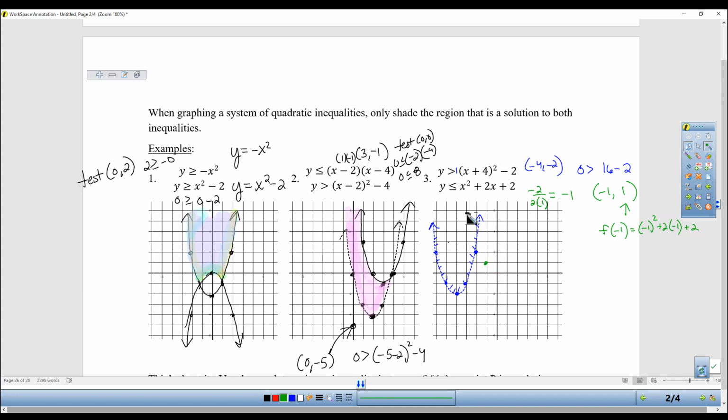-1, 1. This is also an upward parabola with an a equal to 1. So from my fake 0, 0 there, I'm going to go 1, 1, 2, 4. I'm going to do the same thing on the other side. 1, 1, and 2, 1, 2, 3, 4. It's solid because it's less than or equal to.